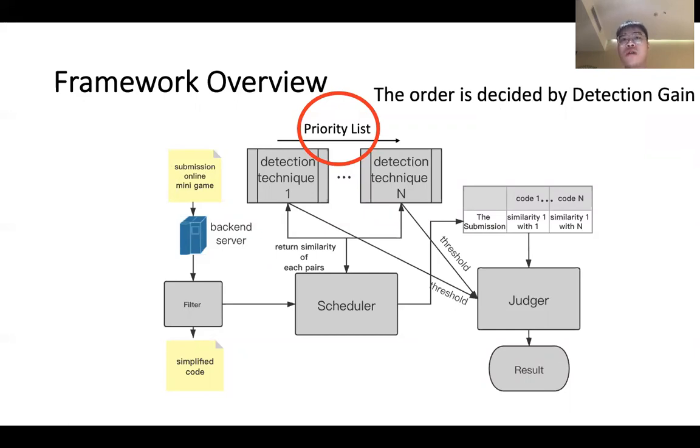The order of the techniques is decided based on the detection gain. The detection gain is designed to give priority to lower cost and more effective techniques. Then the judge will decide plagiarism based on the similarity generated by these techniques.